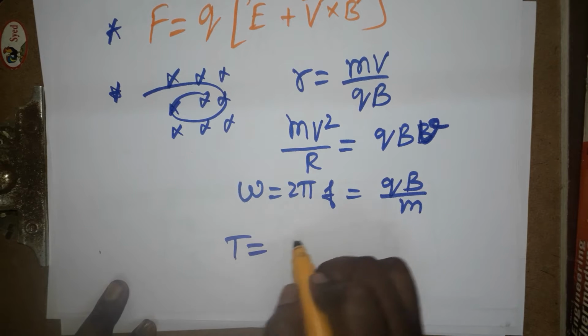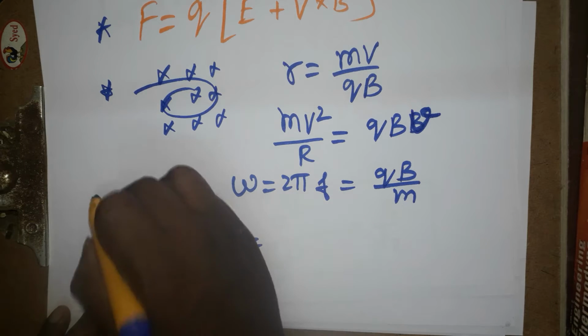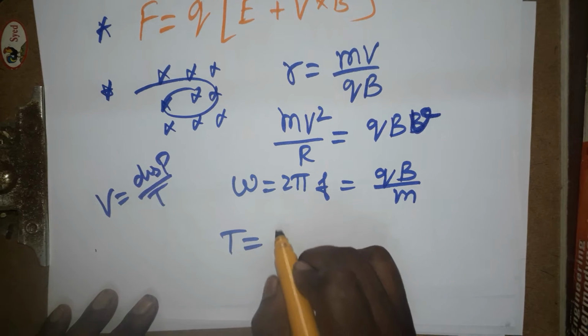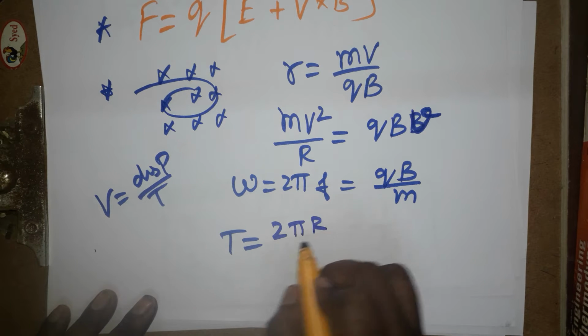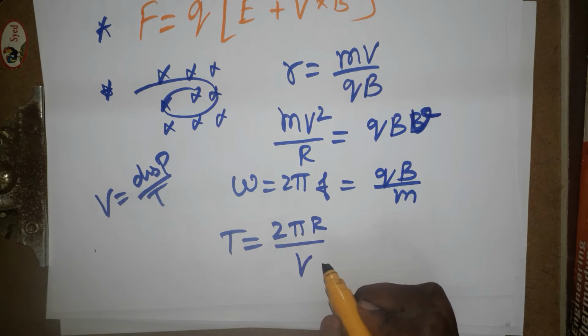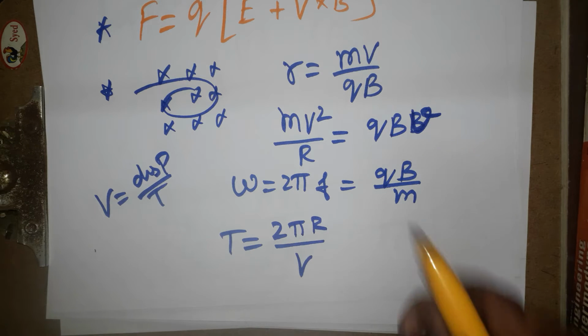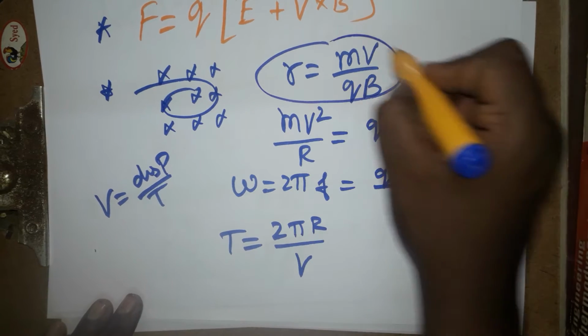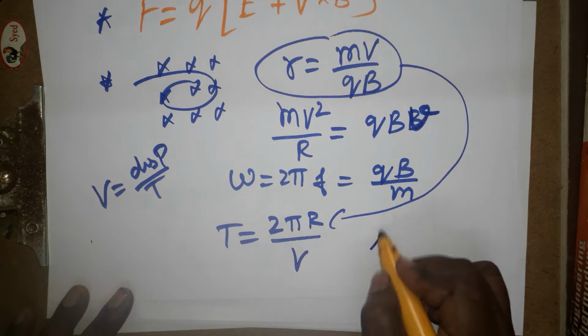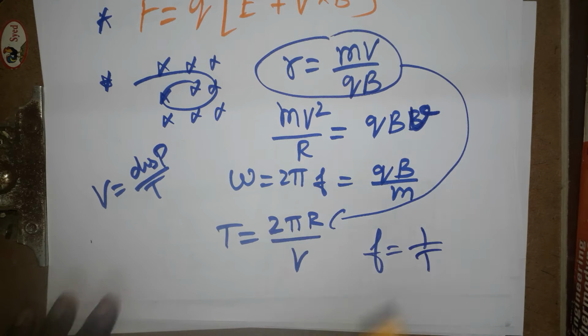Time period: velocity is equal to displacement by time. So time is equal to displacement, in circular motion 2 pi r, divided by v. You already know the radius also. If you substitute here, you will get the answer. If you want frequency, frequency is equal to 1 by time period. It's a very simple equation.